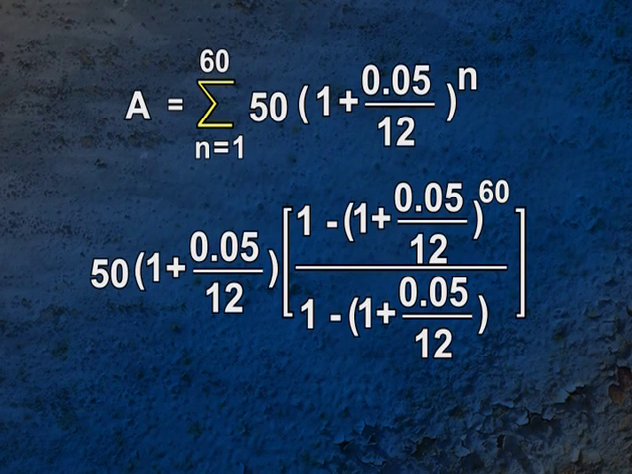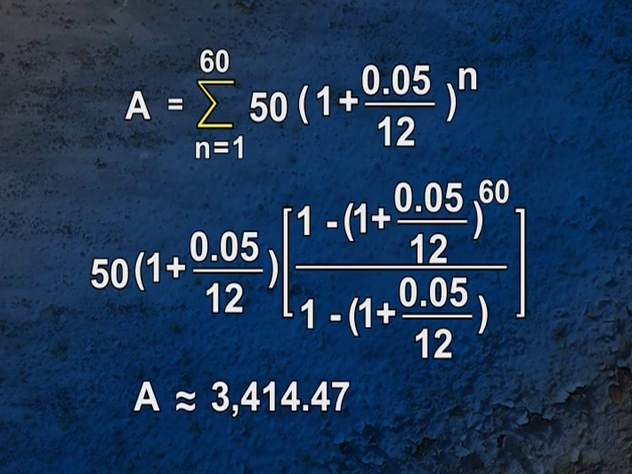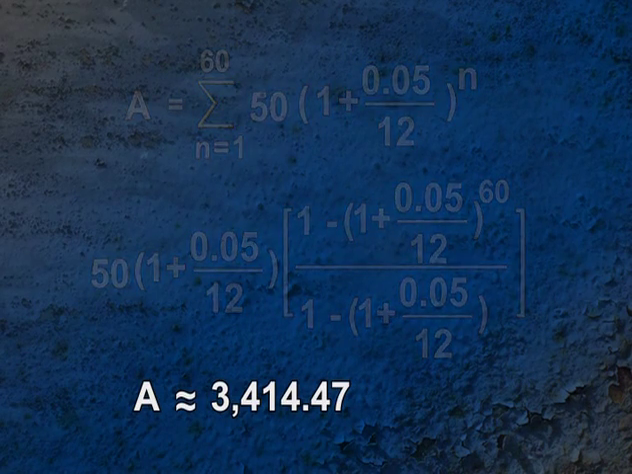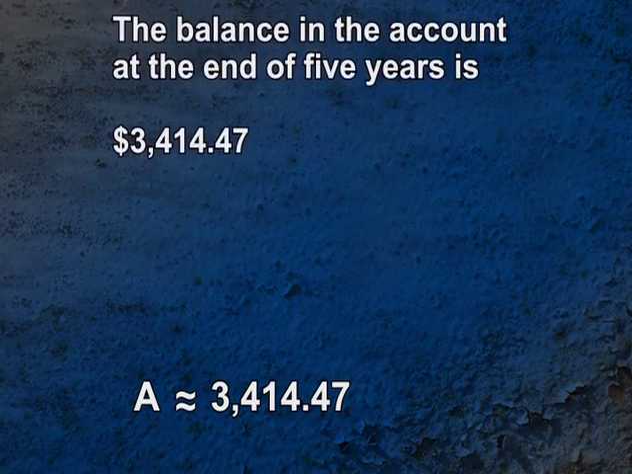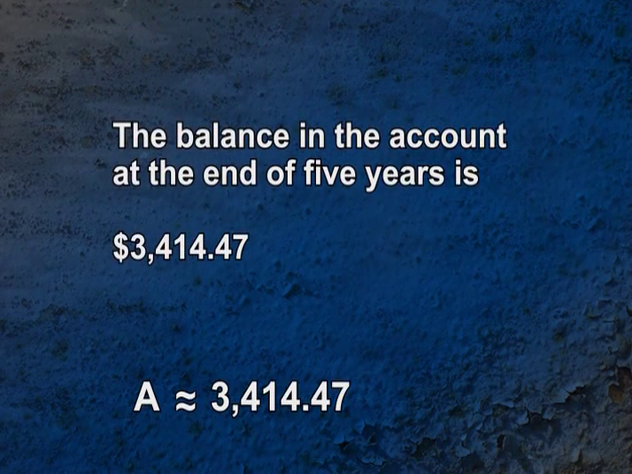Now we simply go through and perform the indicated operations by punching our calculator a bit, and we find a sum to be approximately 3,414 and 47/100ths, which we interpret in dollars and cents and write our answer. The balance in the account at the end of 5 years is $3,414.47.